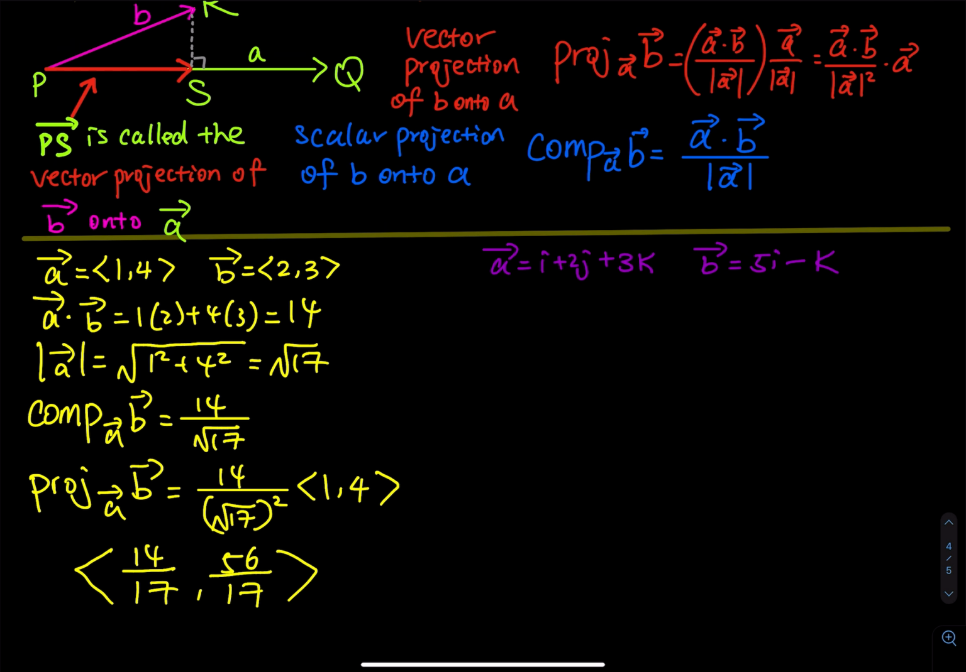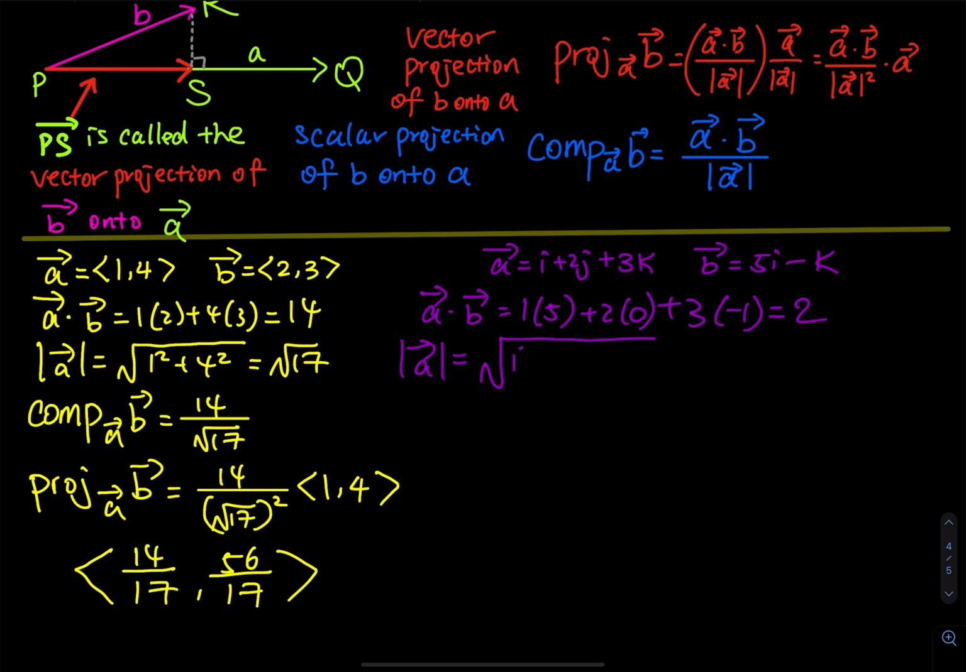Okay, let's move on to the purple problem. The purple problem, same thing. We find the dot product first. So vector A times vector B, that is 1 times 5. There is no j in B, so that will be 2 times 0. And then 3 times -1, so that is 5 minus 3, equal to 2. And then the dot product is found, and then we have the magnitude of A, which is equal to the square root of 1 squared plus 2 squared plus 3 squared. So that will be 9 plus 4, 13, 13 plus 1 is 14. So square root of 14.